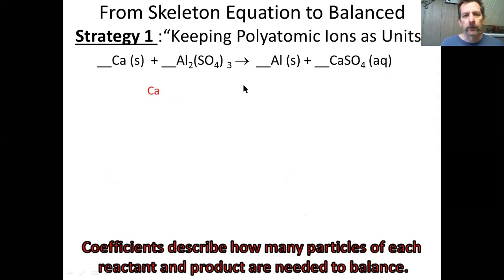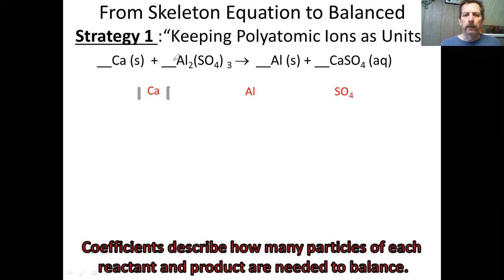So let's take our inventory: calcium, aluminum, and SO4, our polyatomic ion. Next thing that we'll do is now we will put quantities in our inventory. 1 calcium on the left side, 1 calcium on the right side. Calcium, calcium. Calcium's already balanced.